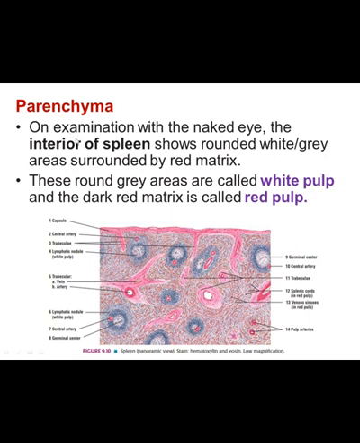If we see the parenchyma, on examination with the naked eye, the interior of the spleen shows rounded white or gray areas surrounded by red matrix. These are the rounded gray areas, which are surrounded by the red matrix. These round gray areas are called white pulp. Here we can see white pulp. This is also white pulp. Around these white pulps, this area is red matrix, which is called red pulp.